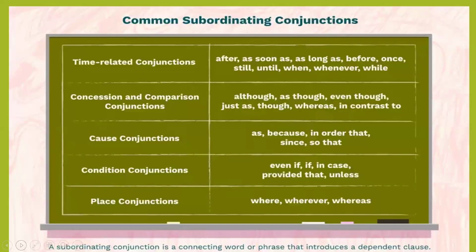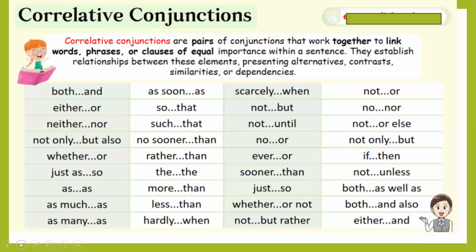So these are the common coordinating conjunctions. It's given in the table: time-related conjunctions, conclusion and comparison conjunctions, cause conjunctions, condition conjunctions, place conjunctions. So these are the common subordinating conjunctions, which are given in the table here.